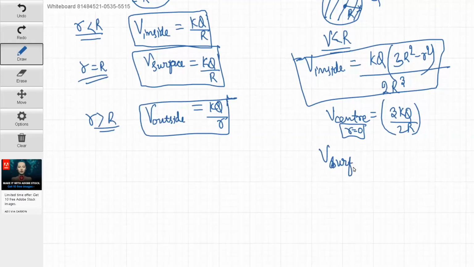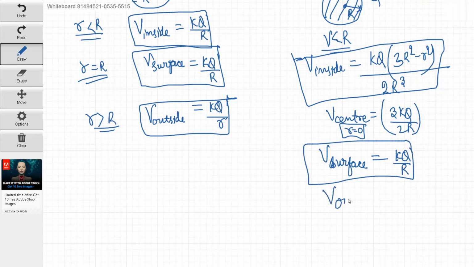Potential at the surface will be equal to KQ by capital R. Is this all right? Now potential outside it is equal to KQ divided by small r. Is this all right? This is going to be the set of the formula.